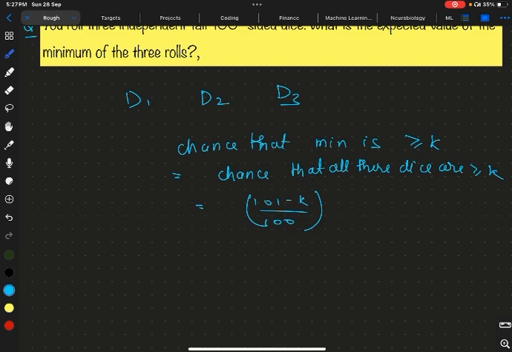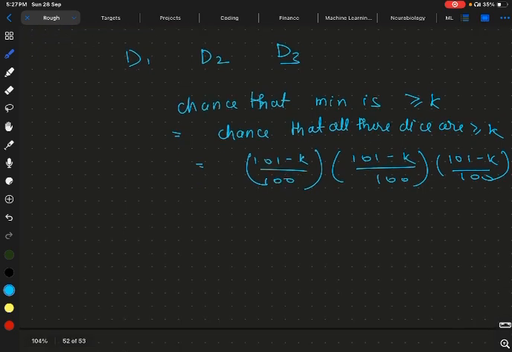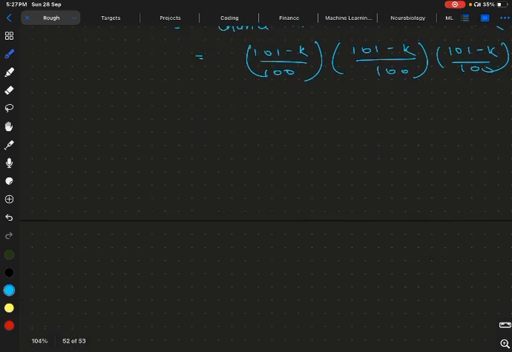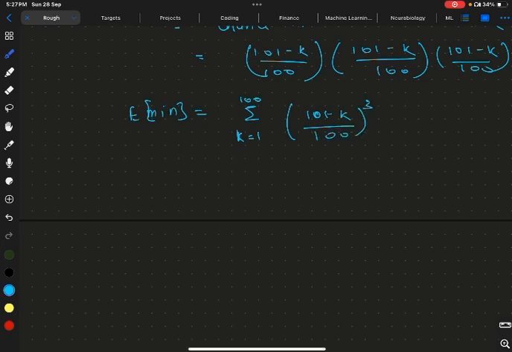And this is only for dice 1. We have to do this for dice 2 and dice 3. So (101 minus k)/100, (101 minus k)/100, (101 minus k)/100. So this is the probability or chance that the minimum is greater than or equal to k. Now, as we have to calculate the expected value, the average value, we have to calculate E[minimum], which will be its summation over its range. So k equals 1 to 100, ((101 minus k)/100) whole cube.